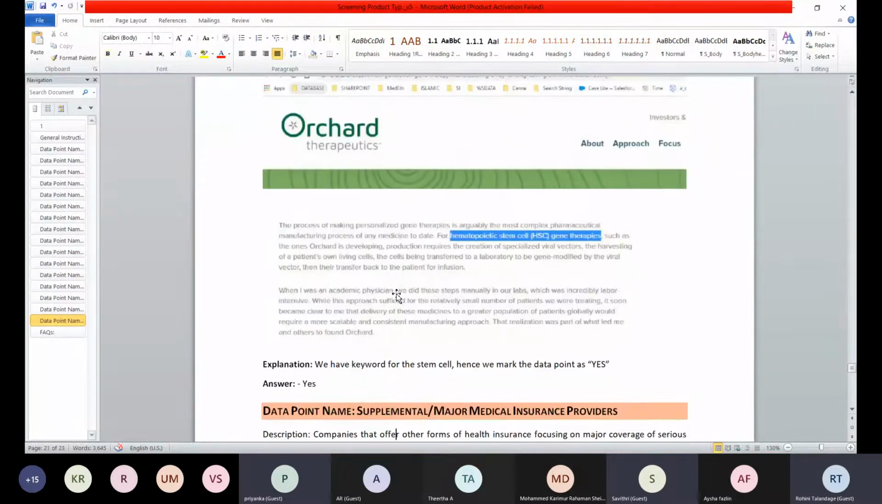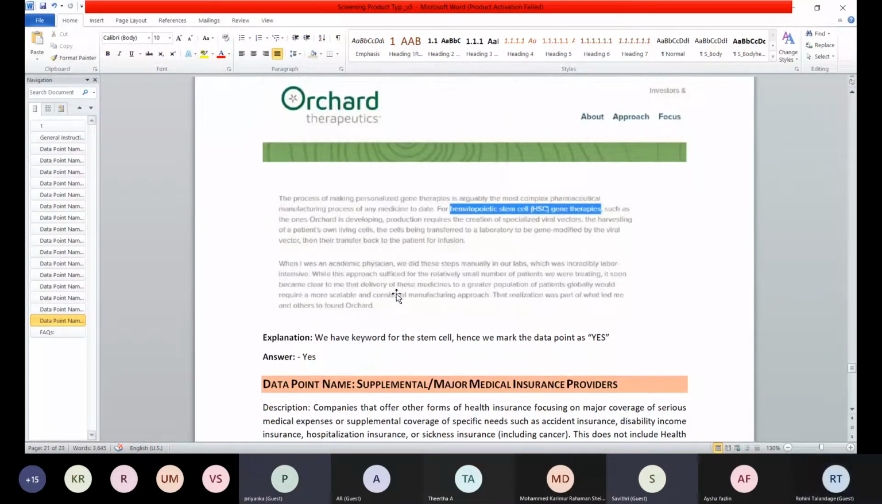Now for this we have an example, one snap we have here. The process of making personalized gene therapies is arguably the most complex. Is it visible for you?